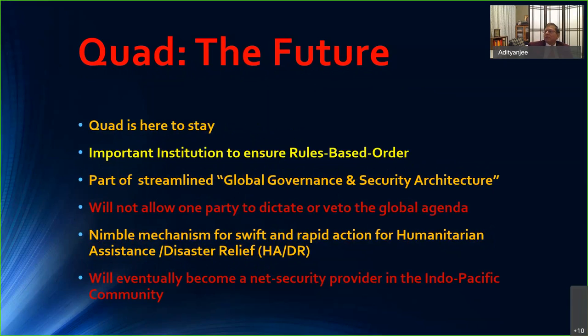It has already become part of streamlined global governance with a security architecture. Quad will not allow one party to dictate or veto the global agenda. It is a very nimble mechanism for swift and rapid action for humanitarian assistance and disaster relief. It did have the experience in 2004 and 2005 in the Indian Ocean tsunami, and it will continue in the same way by cooperating on vaccine production for the pandemic. So eventually, Quad will become a net security provider in the Indo-Pacific community. Whether you're talking about economic security or health security or whatever, that cannot be stopped.